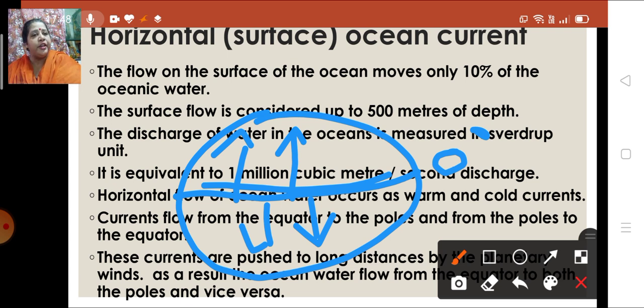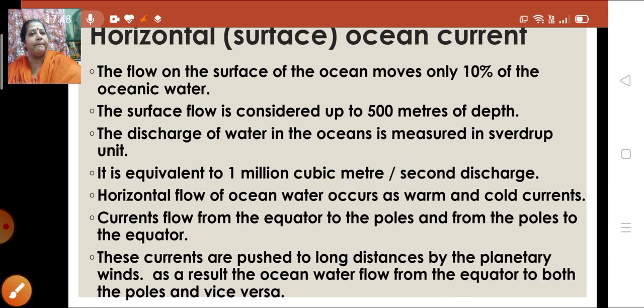Just because of the planetary winds, as we have already learned, these winds push the currents, because of which the currents are diverted towards another direction. These currents are pushed to long distances by the planetary winds. As a result, the ocean water flows from the equator to both the poles and vice versa. It is either going towards the poles or in the opposite direction. So these currents are pushed to long distances, and this is called the horizontal surface flow of ocean water.